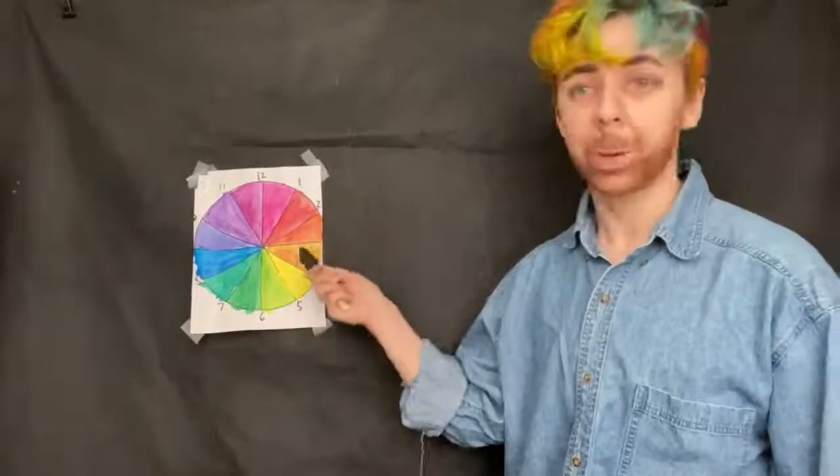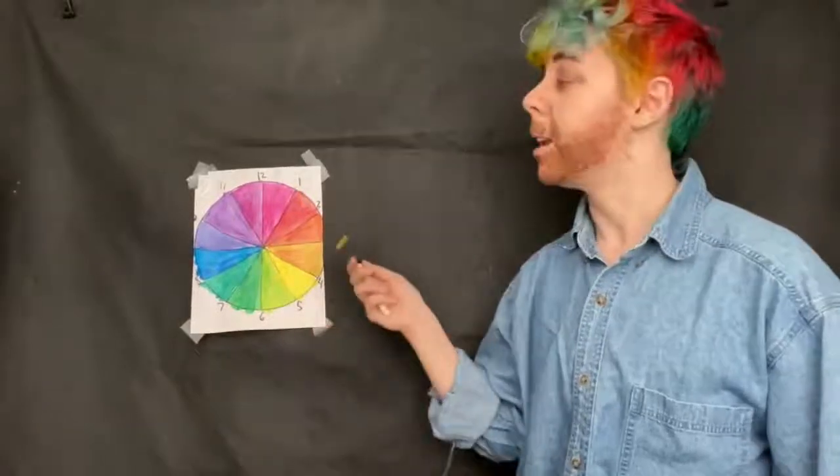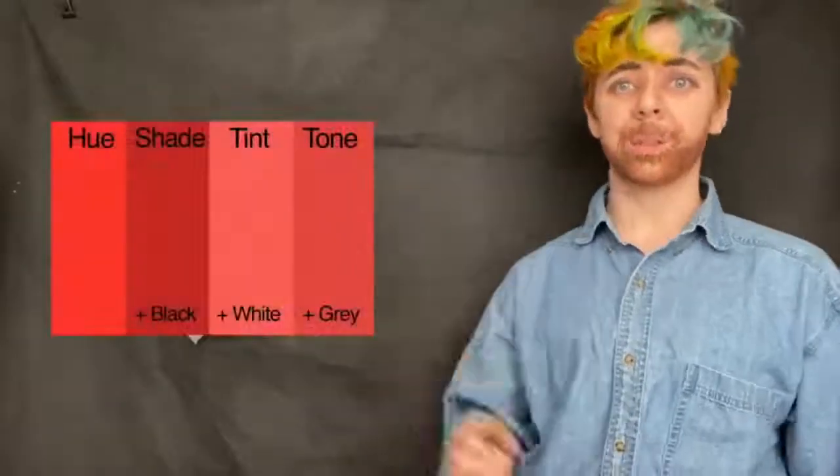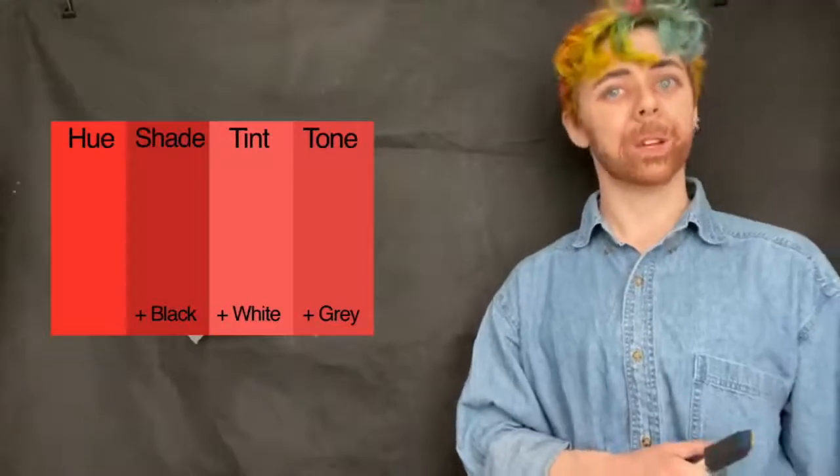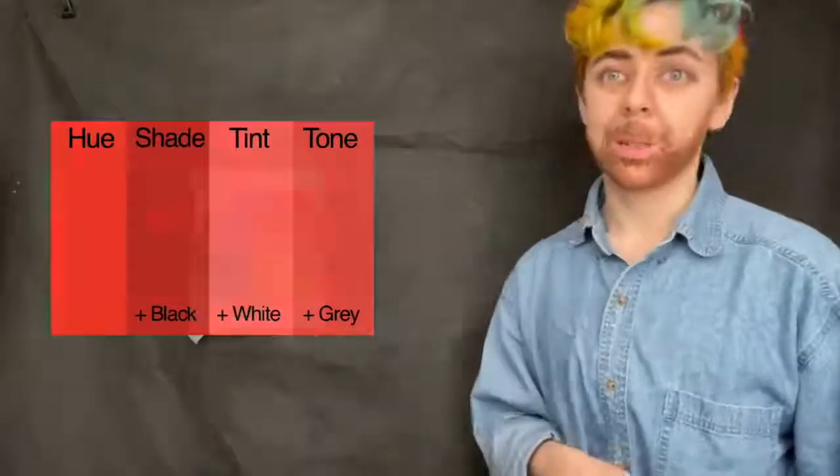Adding white to a hue is called a tint. Adding black to a hue is called a shade, and adding gray to a hue is called a tone. Now, this graphic from mymodernmit.com explains this really well. Now, we will be using these to create some different color schemes.